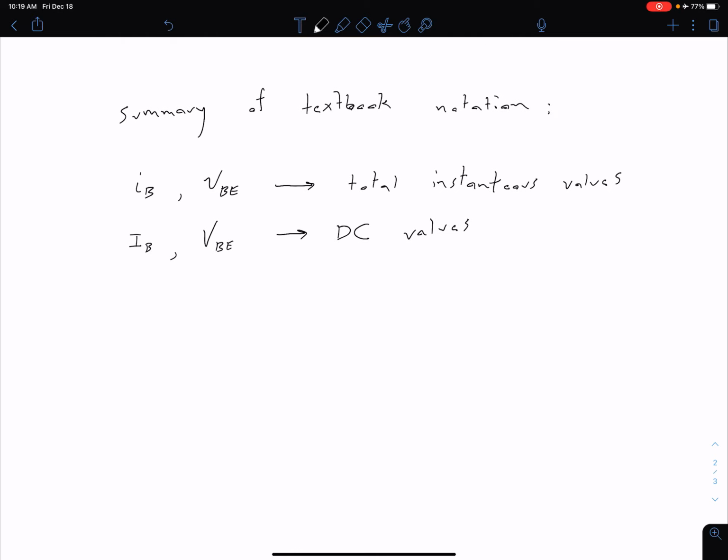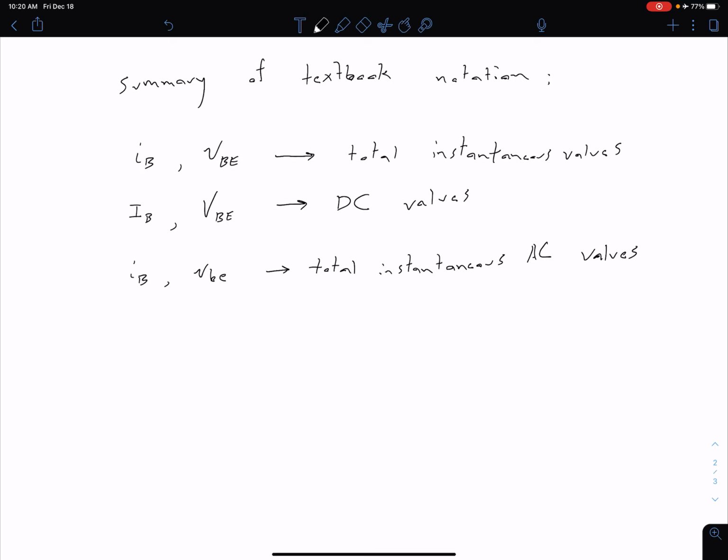Now if we had just our AC values, we're going to do both lowercase. So we'd have lowercase i_b, lowercase v_be, it should be. And so that's going to be our instantaneous AC values. Okay, and I noticed I've misspelled instantaneous up here. Let me just fix that real quick. Instantaneous. Okay, and then of course the final one is if we have an uppercase parameter and a lowercase subscript, so I_b or V_be, and what that's going to represent is phasor values.